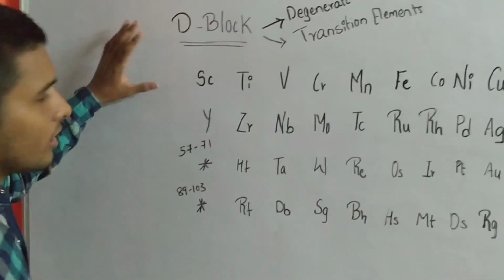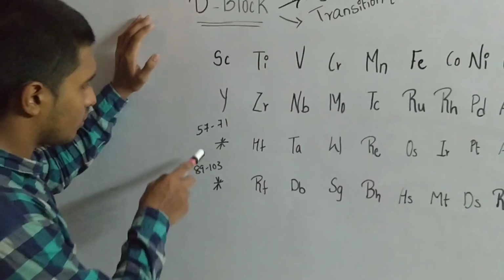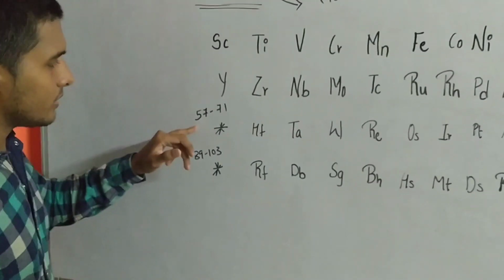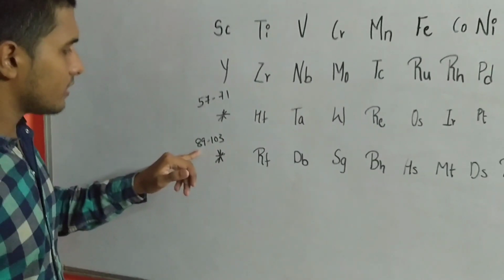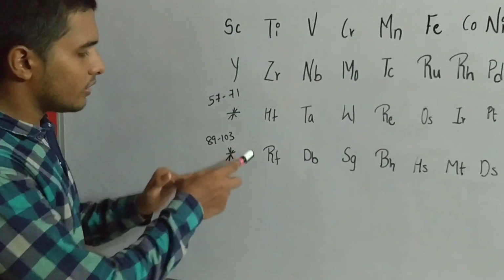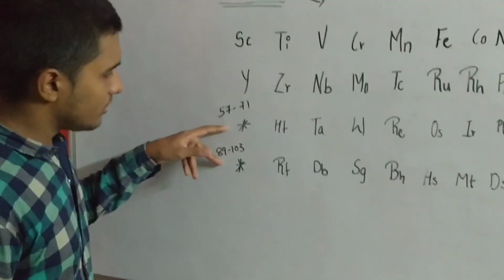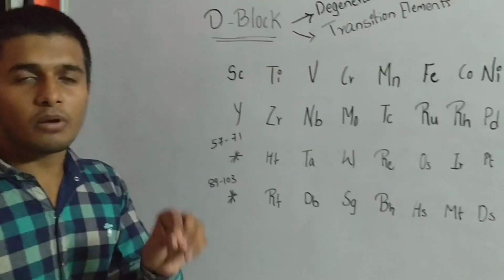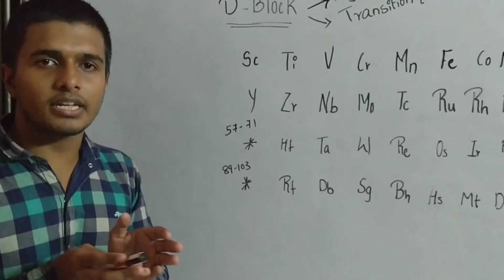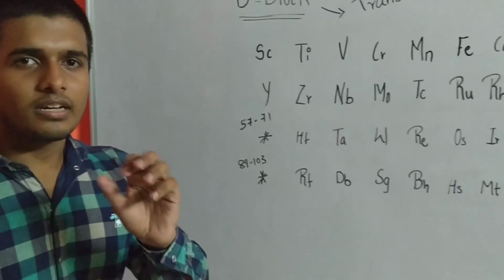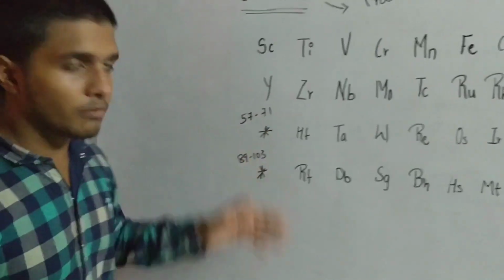So in this particular block, as we know, there are two star marks I have made here, which contain the elements with atomic numbers 57 to 71, and the elements having atomic numbers from 89 to 103. So both these star marks are for the F block elements, which contain lanthanides and actinides. As you know, F block contains those elements which have resembling properties with the sixth period.